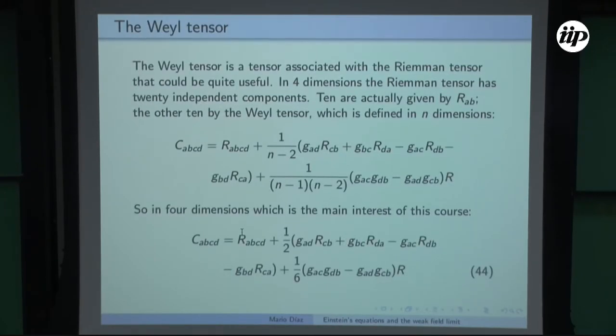And I mentioned that I wanted to cover the Weyl tensor, although I think at some point I might say something when I discuss the sources, and I just want to introduce you here.